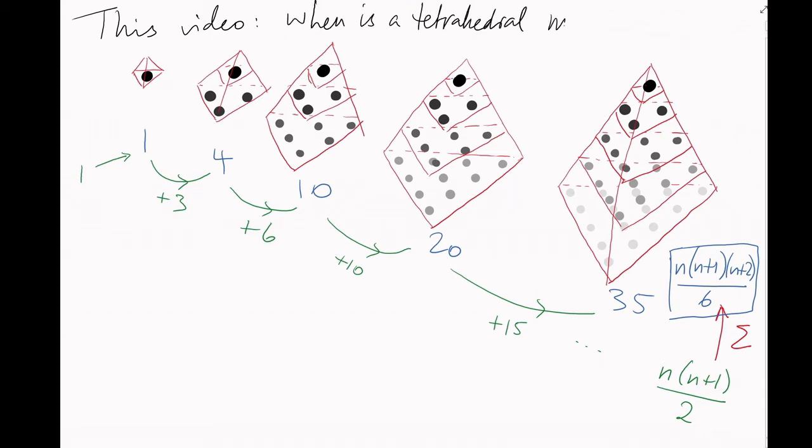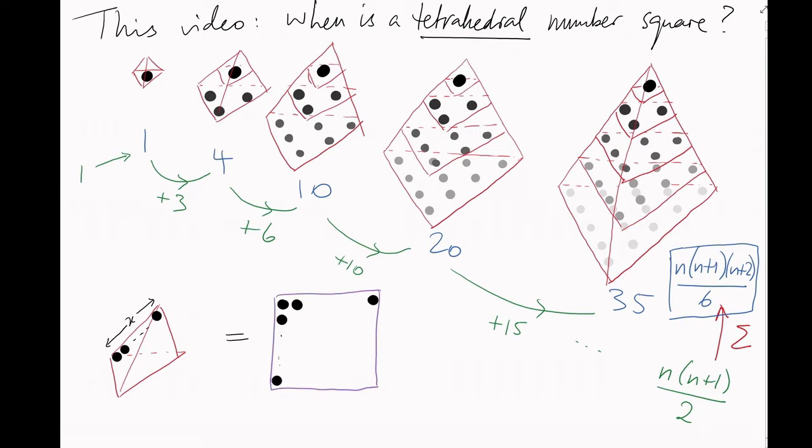In this video, let's ask, when is a tetrahedral number also a square? That is, when is the number of oranges in a tetrahedral stack, of side length x, let's say, equal to the number of oranges in a square tray of side length y? Well, let's write out a few values.